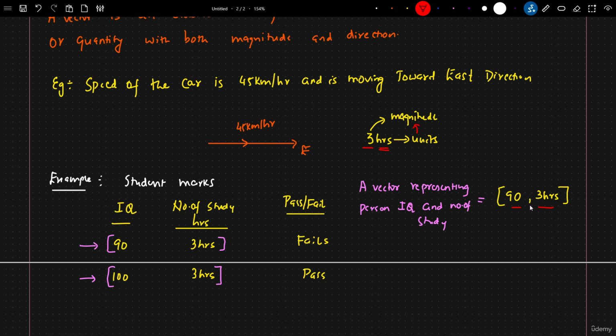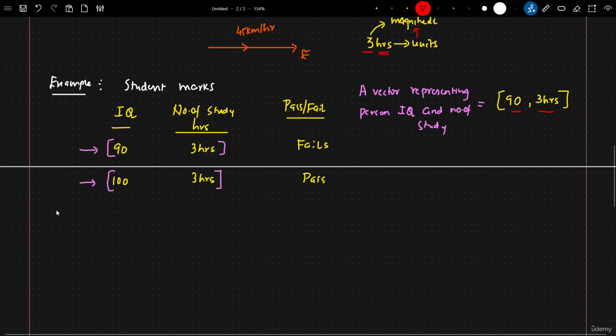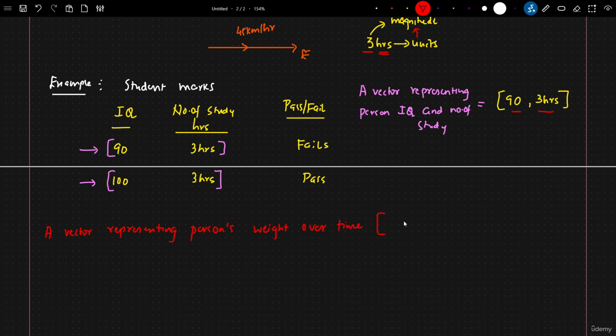Okay, let's say I have one more kind of data. Let's say the example I can take is a vector representing a person's weight over time. Let's say in the first month, in January, the person was weighing somewhere around 70 kg.